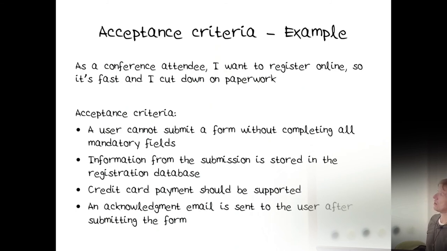Example of acceptance criteria. As a conference attendee, I want to register online so it's fast and I cut down on paperwork. Perfectly fine user story. So acceptance criteria here that might come up in a conversation with a product owner: a user should not be able to submit without the mandatory fields. The information submitted is stored in a database. Credit card payment should be supported. And an acknowledgement email should be sent after the user has actually submitted the form.